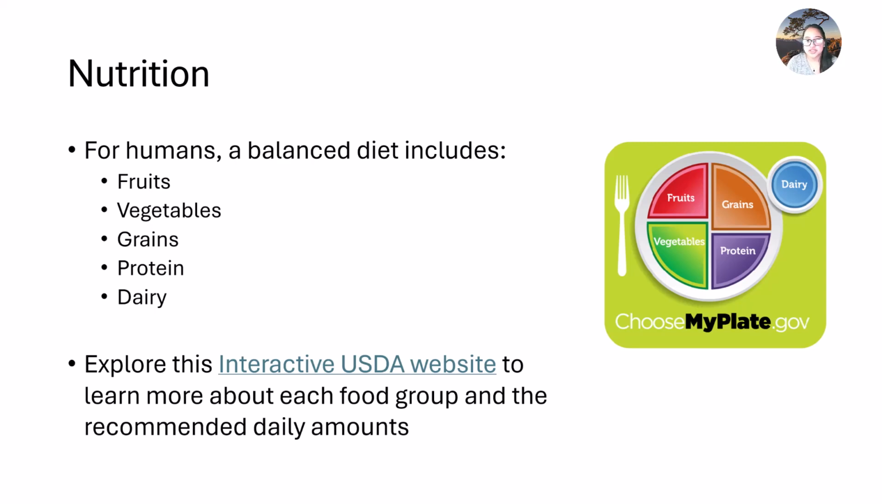So if you're interested in learning a little bit more now with this picture in mind, feel free to explore the interactive USDA website to learn more about the macromolecules in each food group and the recommended daily amounts. Because again, it's kind of interesting and it's really relevant to us in our daily lives, and knowing the importance of what our body needs, because that's what our cells need, and then our organs and all that stuff. So yeah, that's the big picture of the chemistry of life.